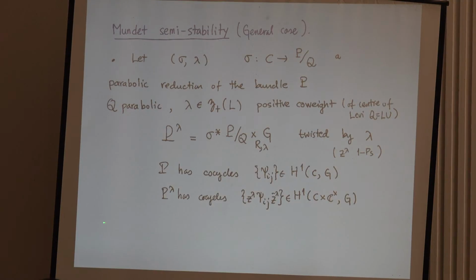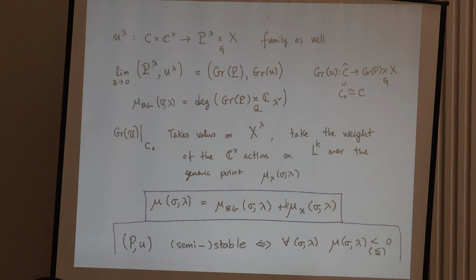And the way you construct it is, well, if P is constructed by the cocycles, let's say psi ij, then the P lambda is constructed by these cocycles given by the one parameter subgroup twisting. So you take just the conjugate with respect to that one parameter subgroup. So that gives you a family of a C star of bundles over C. And then what you are going to do is you take the degeneration as lambda goes to 0. And then that gives you the graded object associated to P.